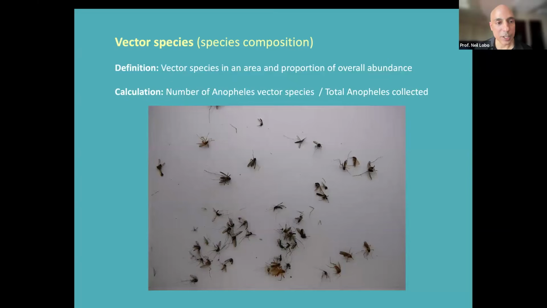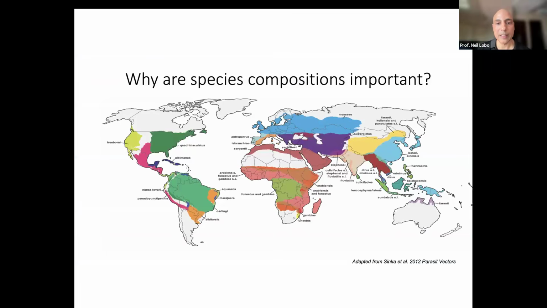Vector species composition. In each of the slides, I have the definition and how to calculate it. I don't have to go through every single one of these because I'm pretty sure this is recorded so you can reference it. And to save time, we will just go over all of them briefly. And I'm going to have another sip of water quickly. Thank you. Vector species composition is the vector species in an area and the proportion of overall abundance.